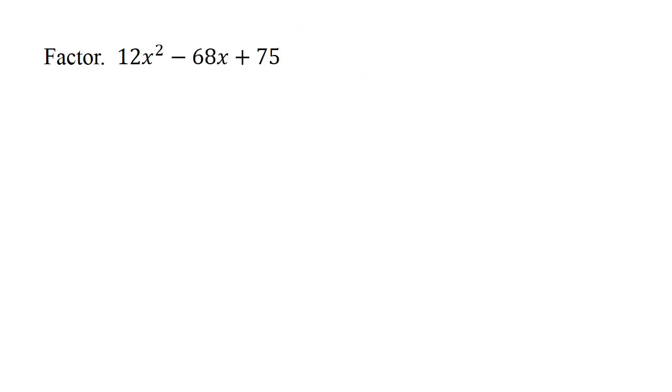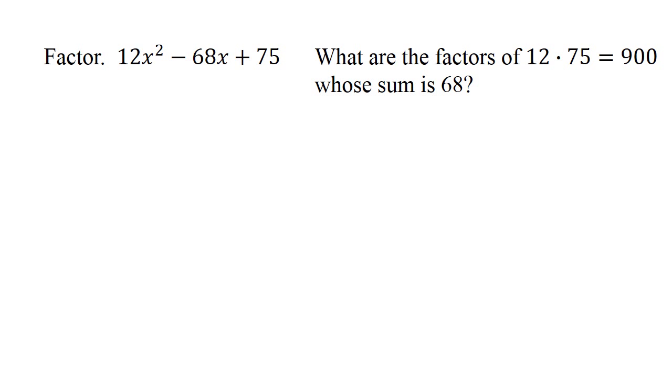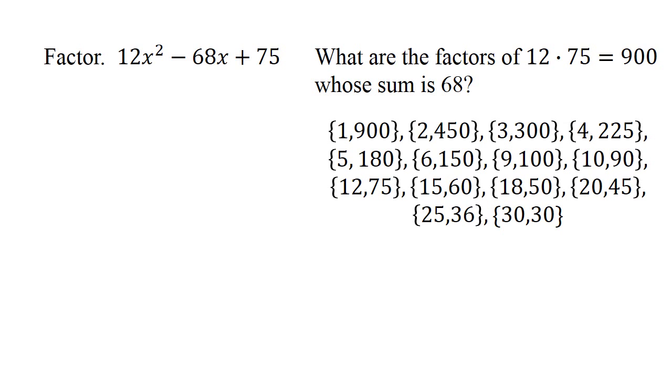All right, so let's look at a slightly more advanced way of approaching a problem like this. So it's going to start off exactly like we've done before. We're going to take the 12 times the 75, get 900, whose sum is 68. And we go through all those pairs. And there's a lot: 1 and 900, 2 and 450, 3 and 300. And we're looking for which ones add up to be 68.